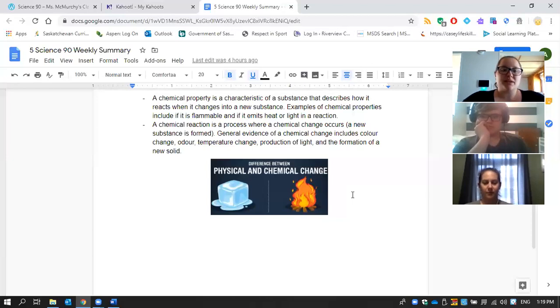Okay, one last thing is notice here I said general evidence. That's just because for the most part any of these changes would indicate a chemical reaction or a chemical change that's happening, but there are always exceptions to rules, and so there are some cases where you might see this happening, but it wouldn't be considered a chemical reaction.